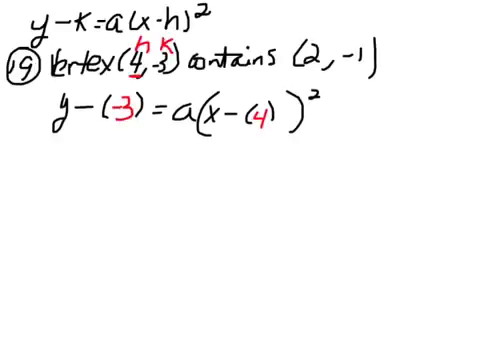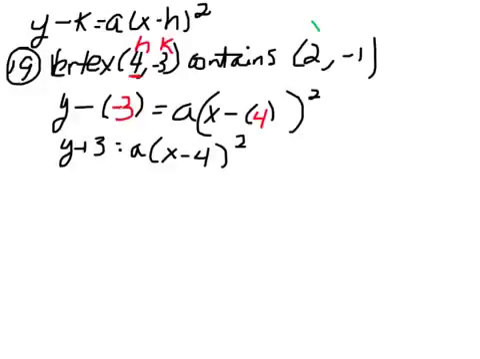Okay, so what we have now is y plus 3 is a times x minus 4 squared. Now, I need to find the a. If I could just have the a, I'd be done. I can find it pretty quickly because think about this: they gave you another point. Why did they give it to you? If they give you information, it's because you need it. They don't ever give you extra stuff.